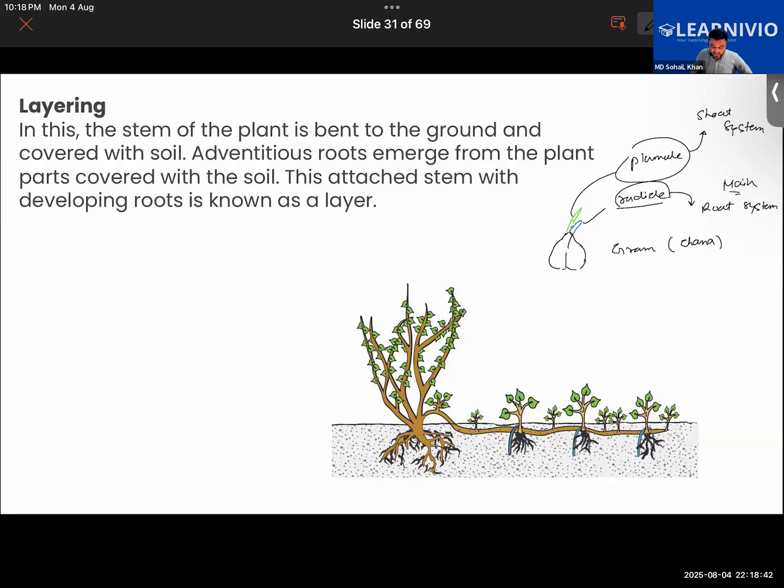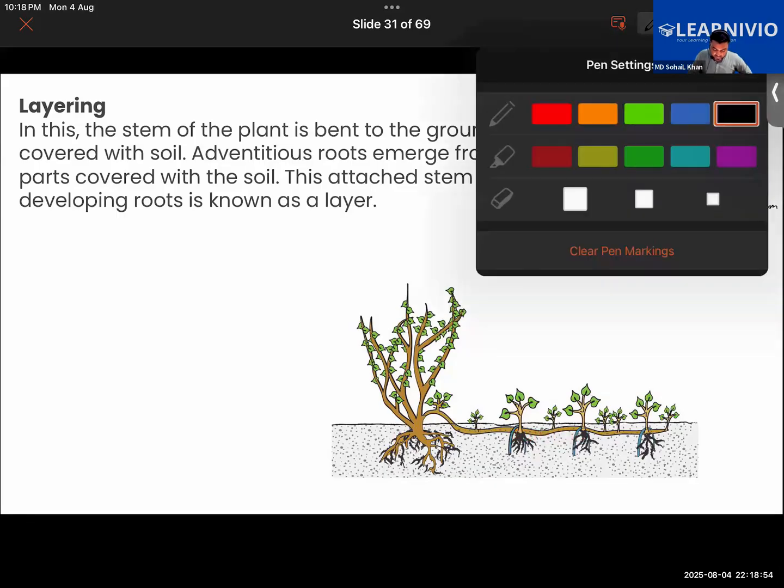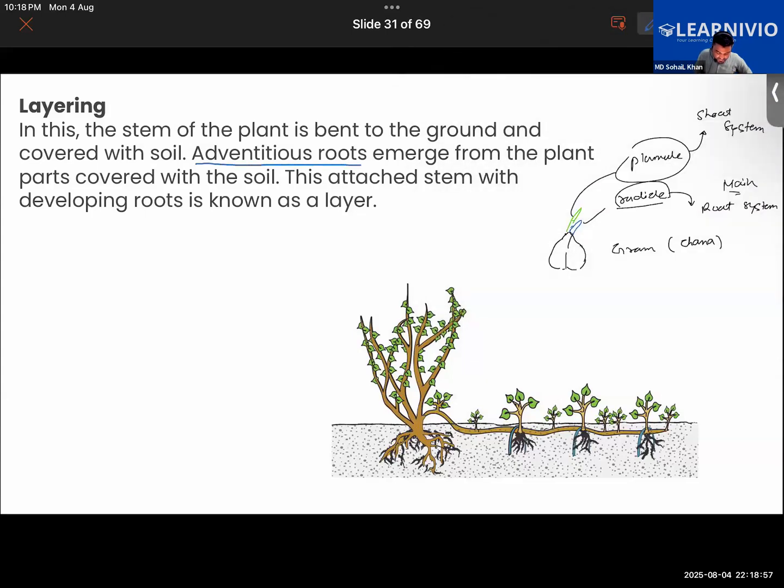But the roots that grow from parts other than the radical, like when this plant has grown and roots are growing from this part also, we call them adventitious roots, because they are not the main root. They haven't grown from the radical. They're growing from parts other than the radical, like from the stem. They can even grow from the leaves. Remember, we learned about the bryophyllum? From that, it can grow.